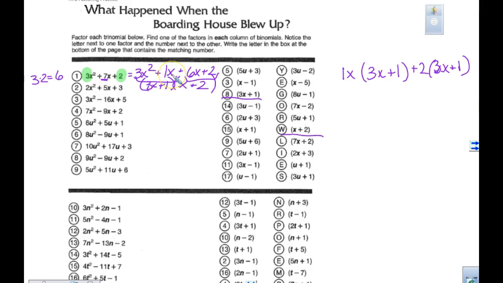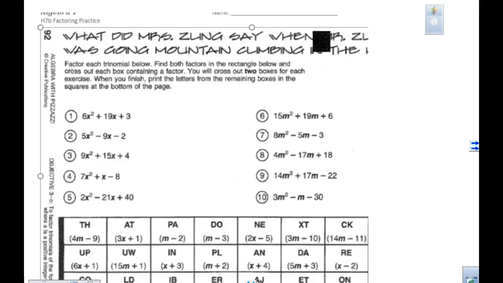You are splitting that middle term. As you look at these questions, it says factor it, each factor in the rectangle below, cross it out. Now, I would not blacken it out, cross it off, because what if you make a mistake? But when you cross it off, if this isn't one of the answers, then at least if you come back and it doesn't make sense and you crossed off the wrong thing, you can go, oh man, I gotta erase that. Because you'll cross off 2 boxes with each exercise. When you finish, print the letters that remain for your answer, okay?